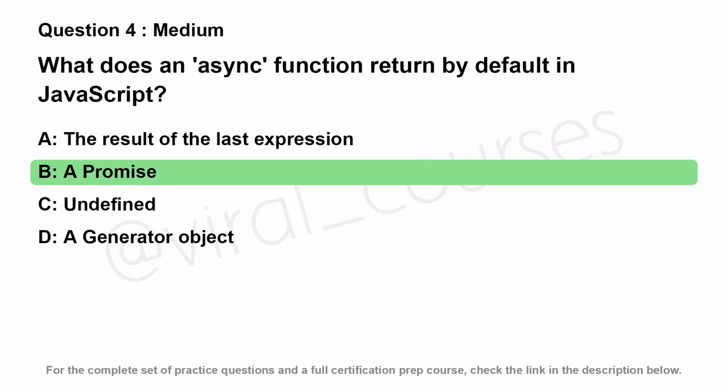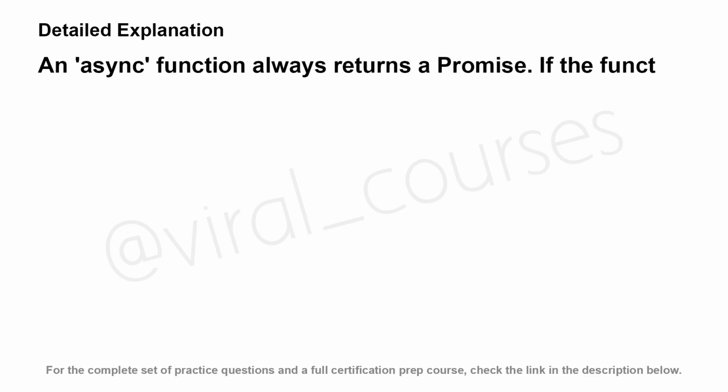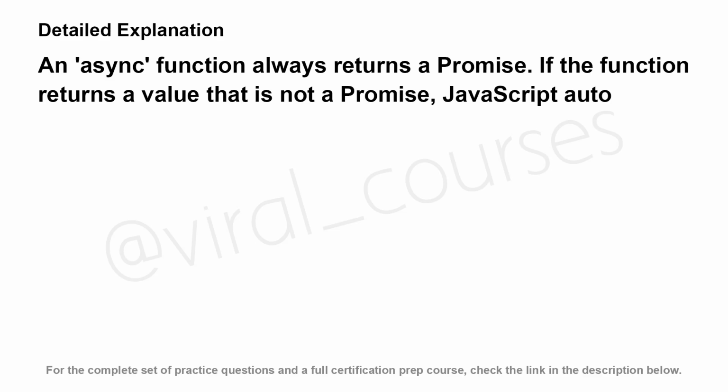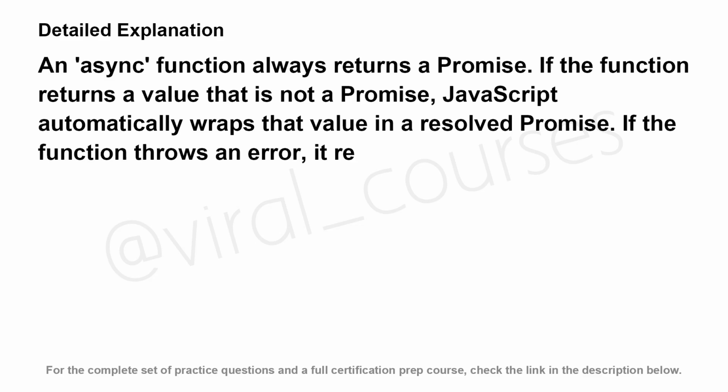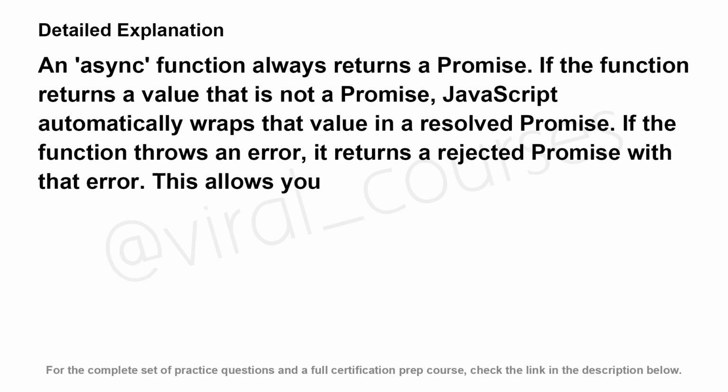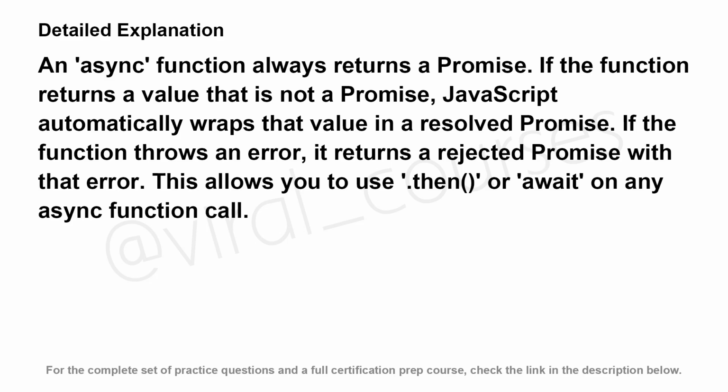The correct answer is B. An async function always returns a promise. If the function returns a value that is not a promise, JavaScript automatically wraps that value in a resolved promise. If the function throws an error, it returns a rejected promise with that error. This allows you to use then or await on any async function call.